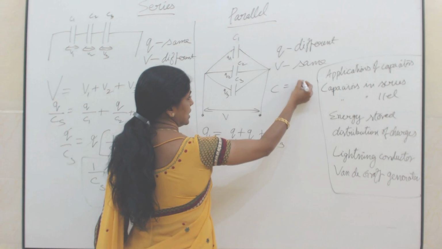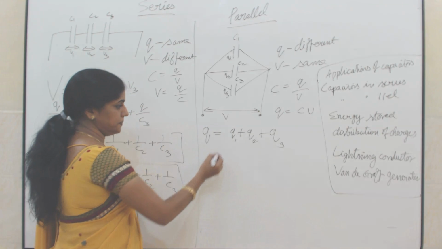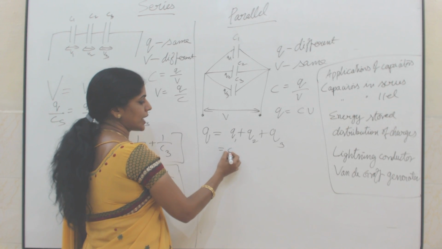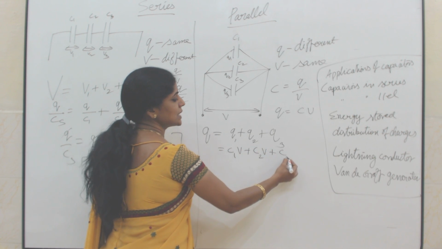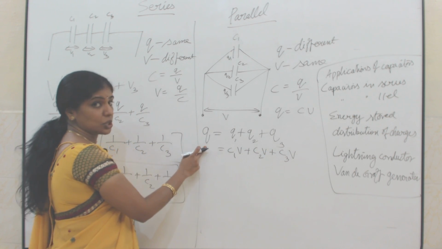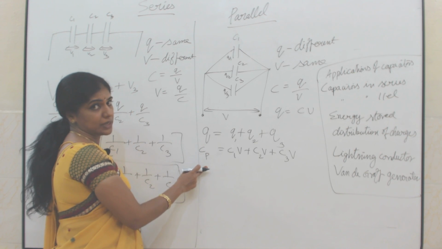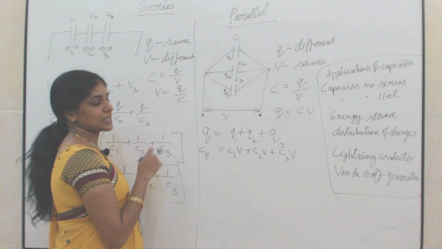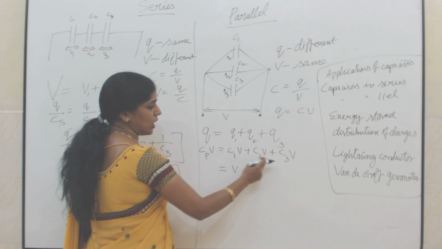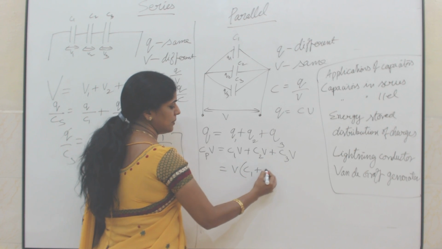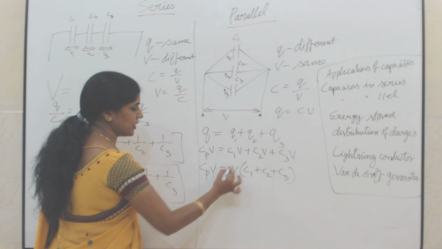By the formula we know that C equals Q by V. What is Q then? CV. Here for the charges I can write C1V plus C2V plus C3V. This is the total charge. This is given by, let Cp be the effective capacitance of all these 3 capacitors connected in parallel, into the potential developed. Here take the V out, common: C1 plus C2 plus C3. Here this V gets cancelled.